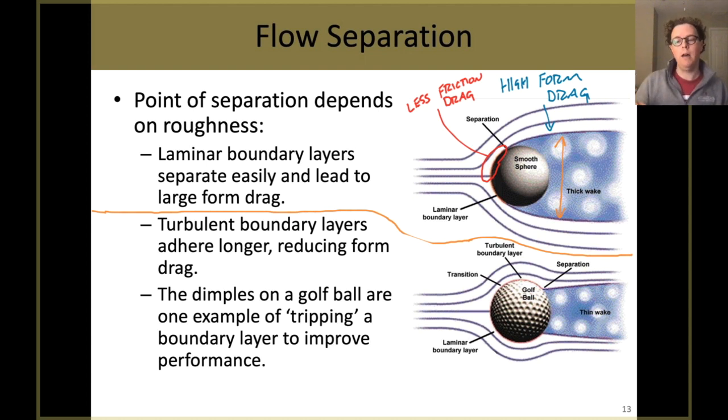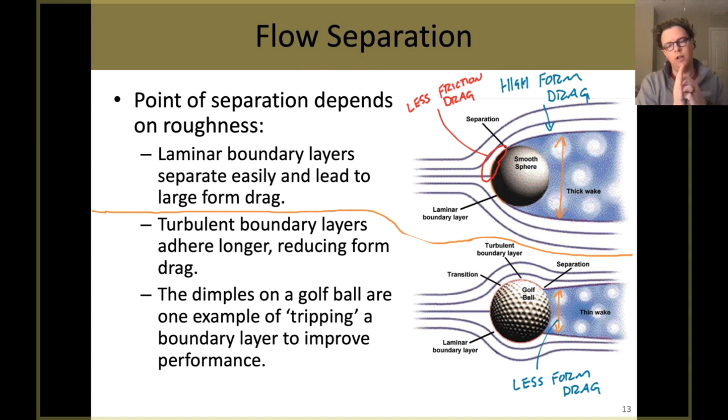Now what we're trying to show on the bottom half is why golf balls have dimples. The idea in the golf ball is that these little dimples, these little roughness elements, actually cause the boundary layer to become turbulent sooner. And that turbulent boundary layer, for reasons we'll discuss in the next video, adheres to the surface of the ball longer before it separates. So by controlling that boundary layer and tripping it up, you can generate a thinner wake, which means less form drag.